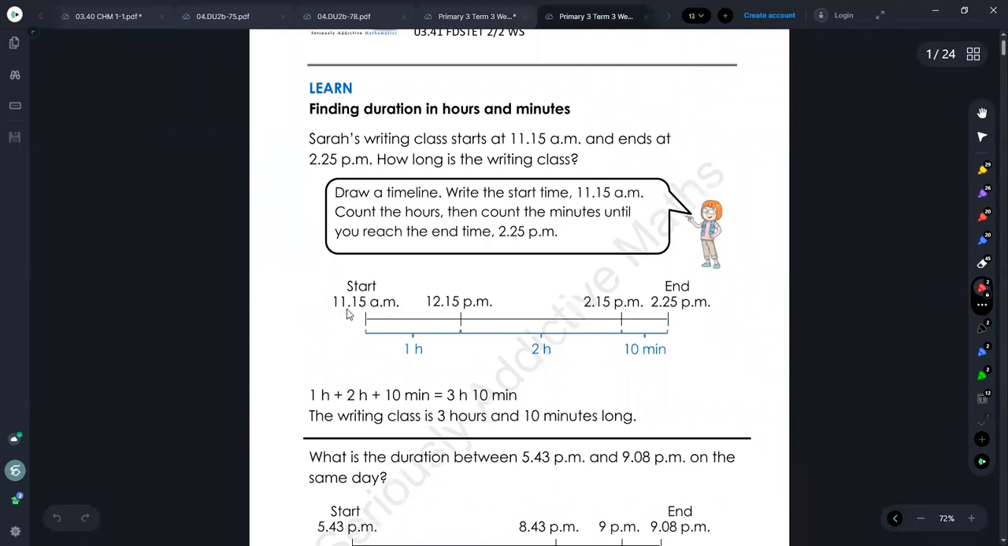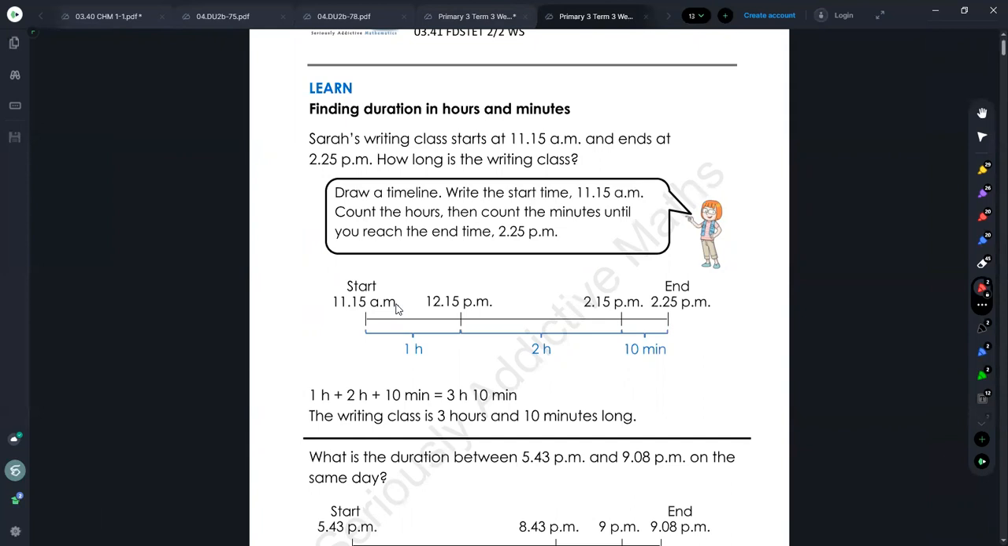So from 11:15 a.m. to 2:25 p.m. You might want to explain to them the concept of, instead of doing 11:55 a.m. to 12 p.m., why not just do 11:15? Count in terms of hours first. So 11:15 a.m.